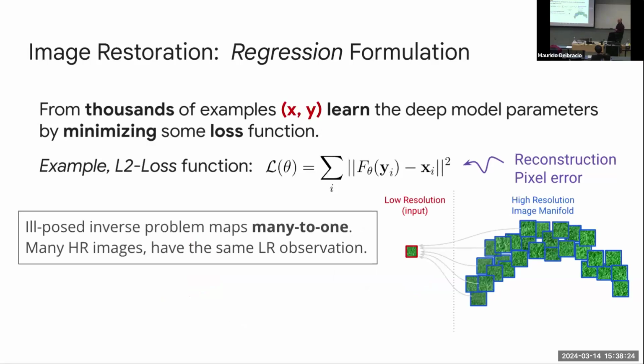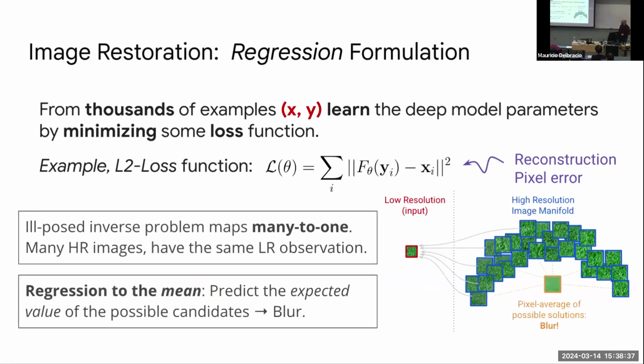The problem is that imaging inverse problems are in general ill-posed, meaning that there are many plausible high-resolution images that can lead to the very same low-quality observation, right? So whenever we try to estimate one, what we are going to see is a regression to the mean effect, meaning that we are going to estimate the average of all plausible reconstructions. And this is going to be an image that is blurry.